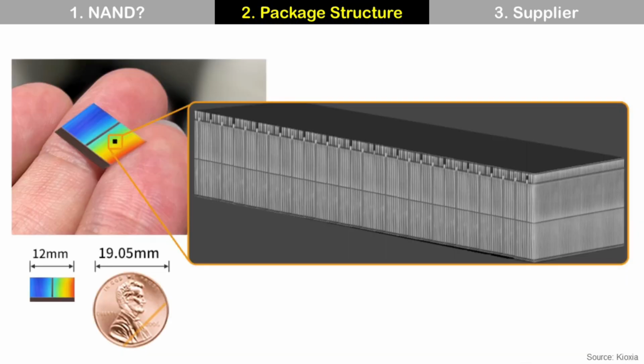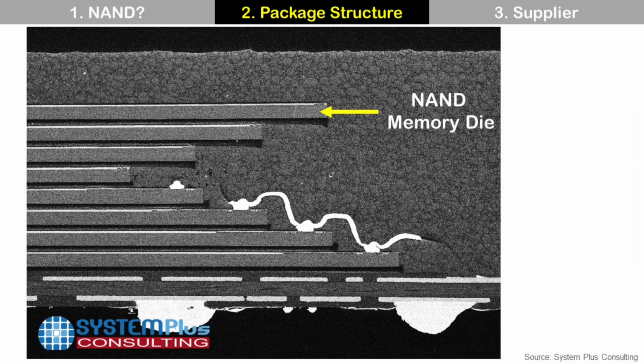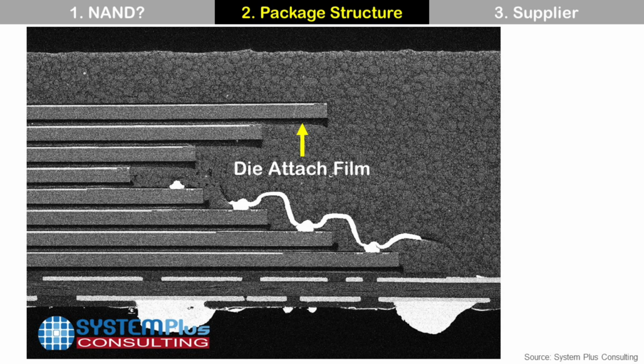Here is a NAND die photo and the detailed structure of a memory cell inside the die, 3D NAND in this case. This is a cross-section of a NAND package and here are the NAND memory dies. In this photo, there are 8 stacked dies. Usually, die attach film is used to attach dies, especially for multiple die stacks. If you want to know more about die attach film, please check my video for that.